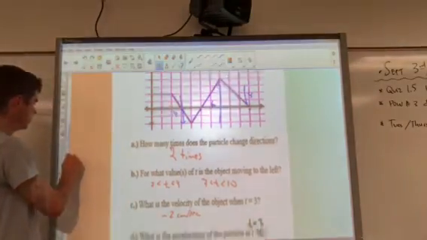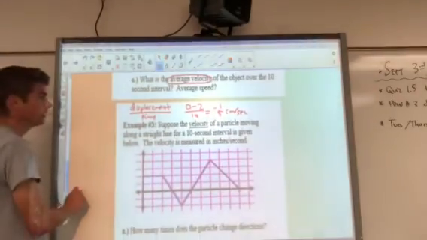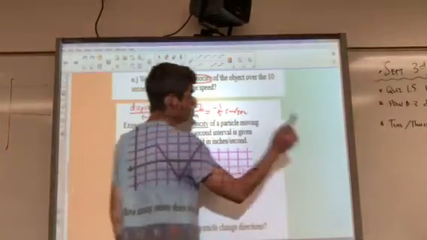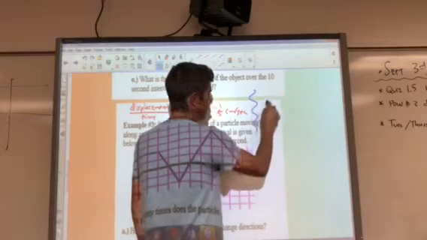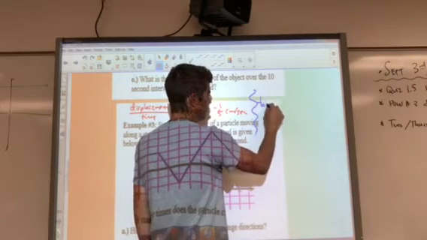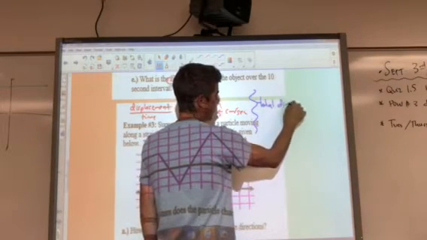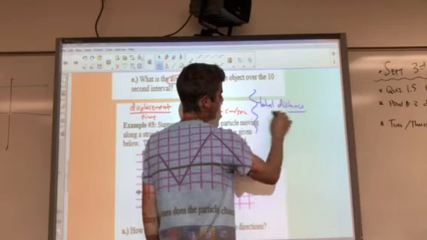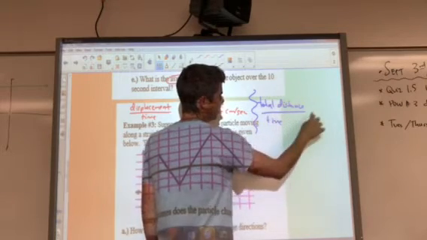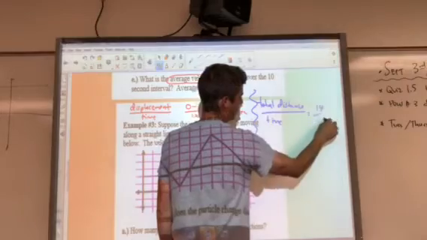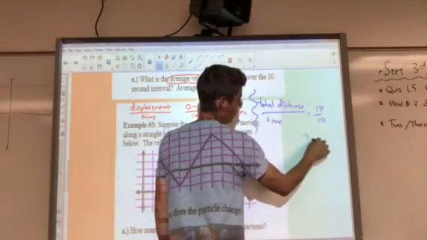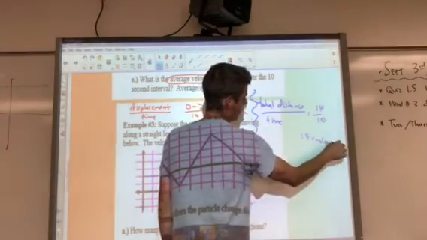14 total units over the interval of 10 seconds. So for my average speed, it's total distance over time. So do a little bit of calculation. That was 14 over 10, or 1.4 centimeters per second.